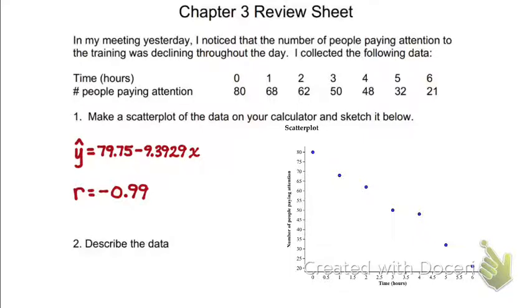I said it displays a very linear relationship between hours passed and the number of people paying attention. And as time passes, the number of people paying attention decreases. Love it. So you've got direction with the decreases.